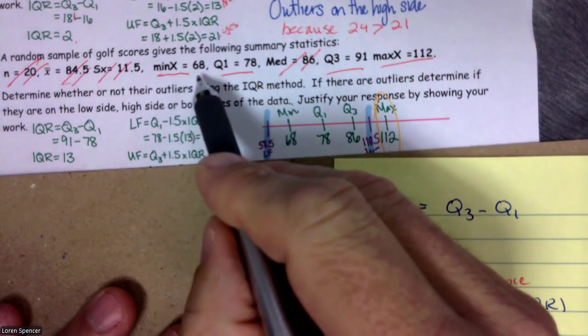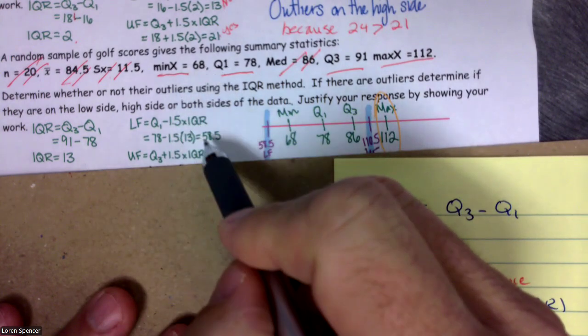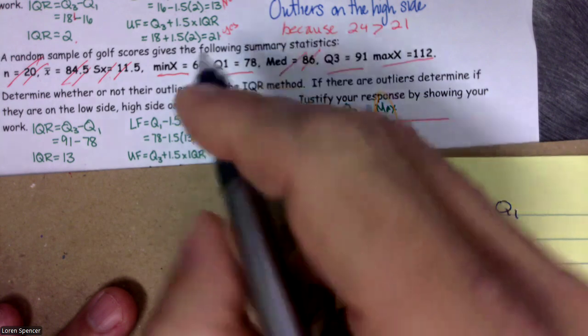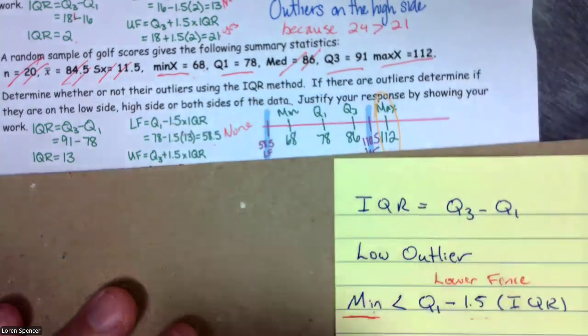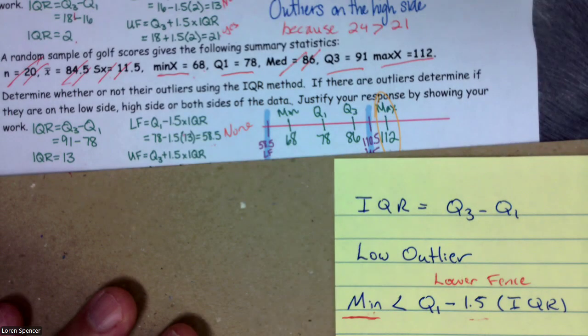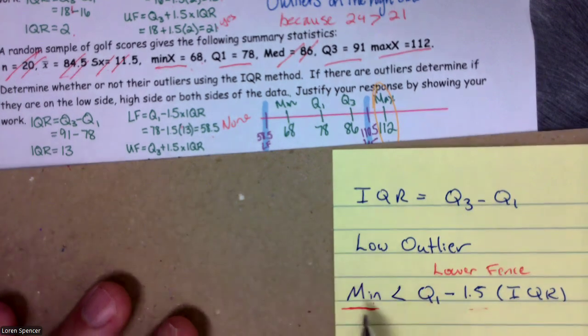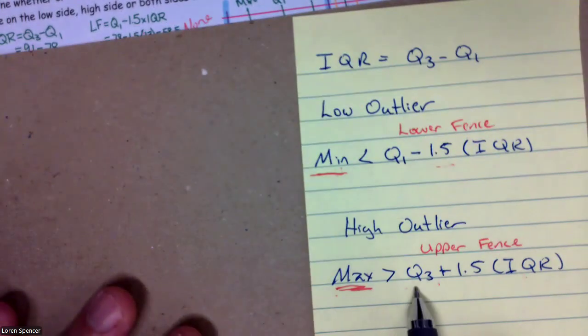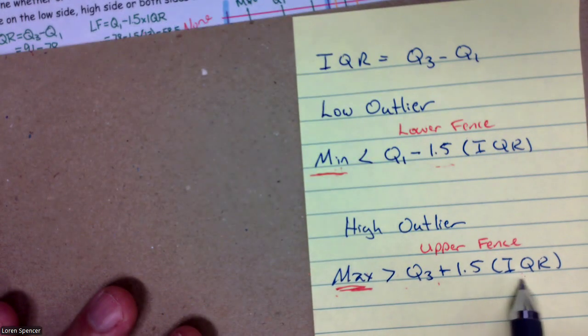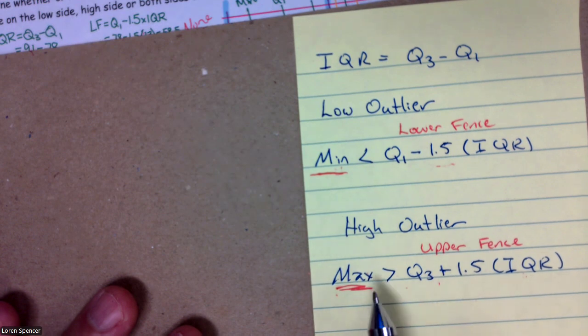Do I have any values below 58.5? And the answer is no. So none here because 68 is bigger than 58.5. So no outliers on the low side. All right, because my minimum has to be lower than my lower fence. Then I need to calculate my upper fence, which is Q3 plus 1.5 IQR. And then I have to ask myself, do I have a maximum value greater than that?